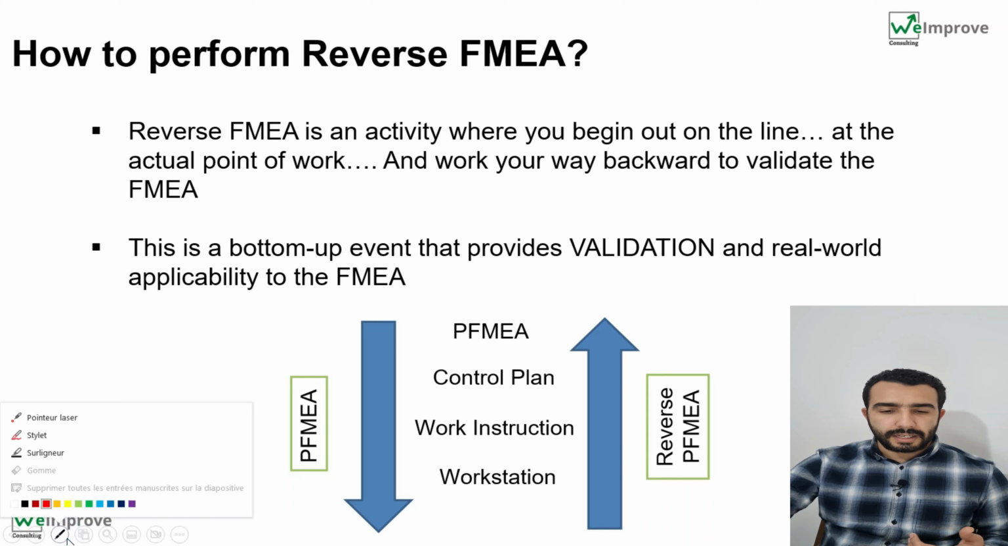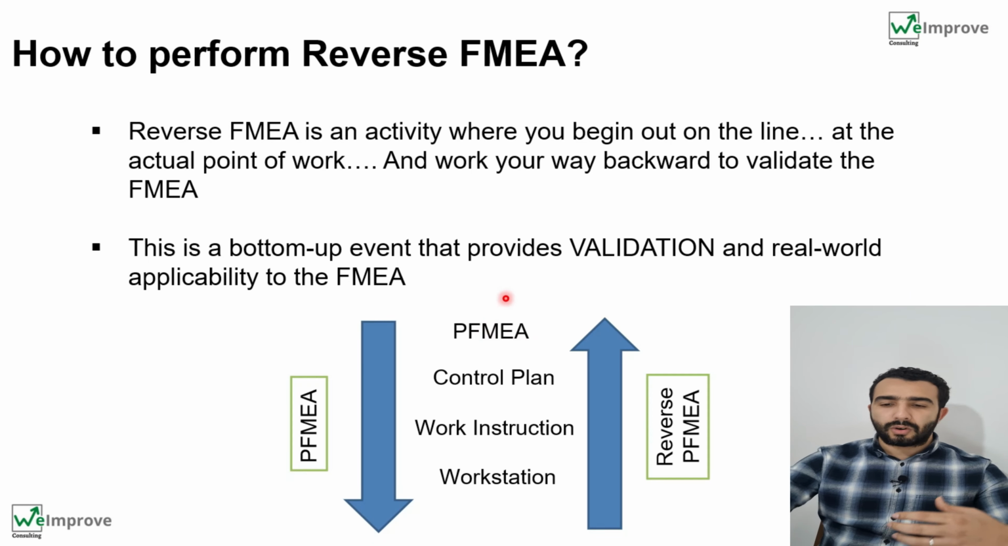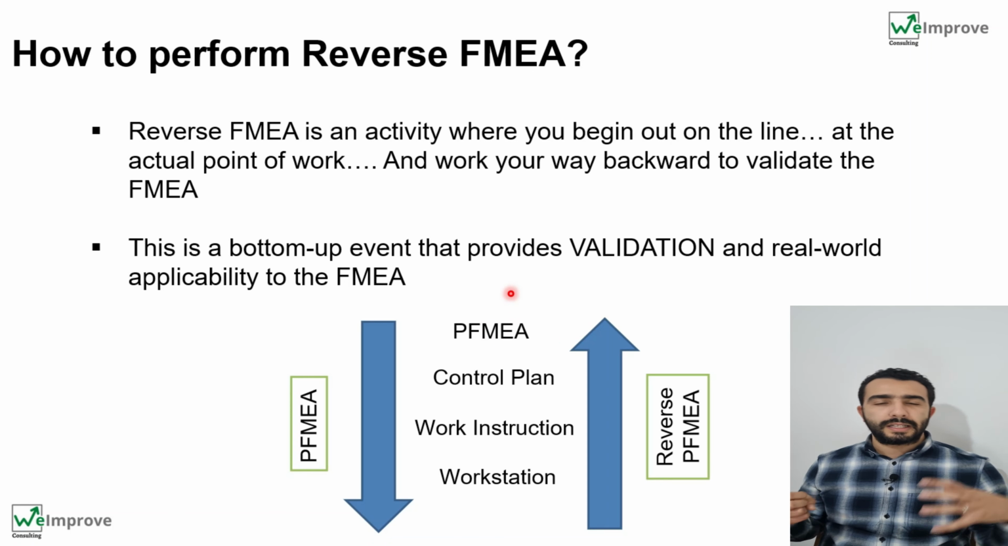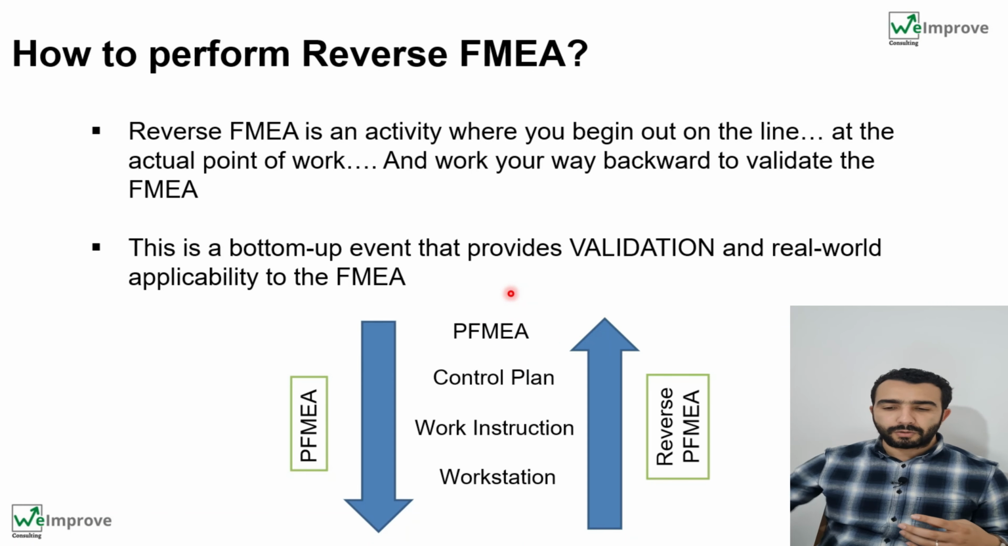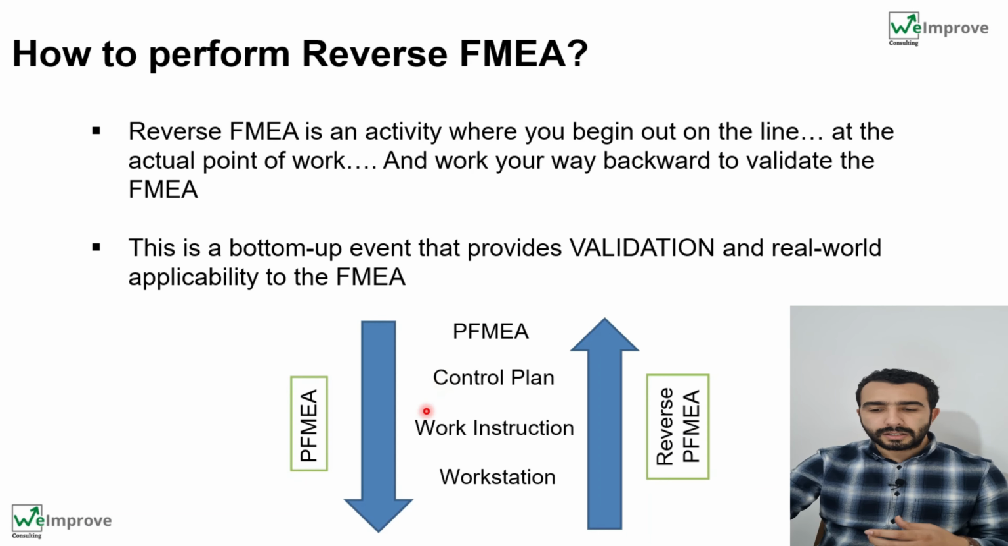So if you see here, in your PFMEA, in the beginning, you are always starting in the meeting room, at your desk. So you start by the documentation to collect the design FMEA, drawing, customer specific requirements, process flow chart, and so on. Then all those documents are the input of your PFMEA. After your PFMEA, you are creating the control plan. After the control plan, you are creating the work instruction. Then you are starting to implement all those documents in your workstation.